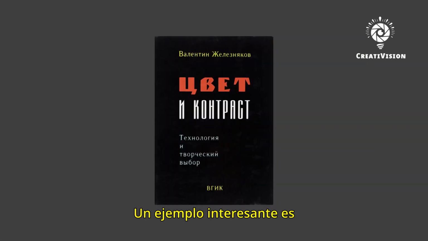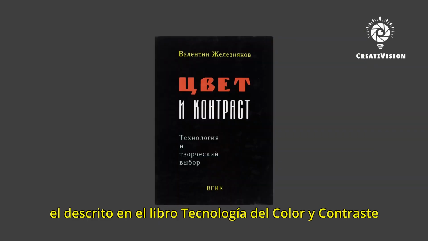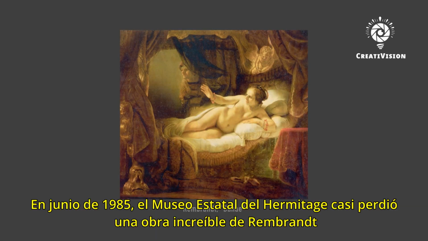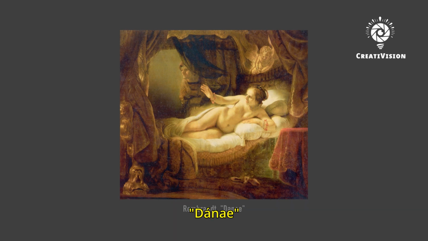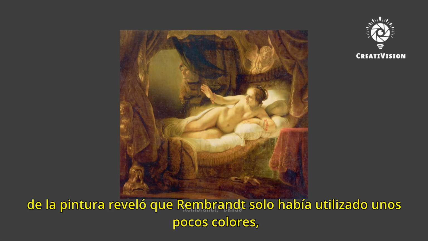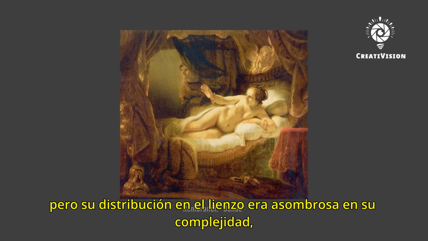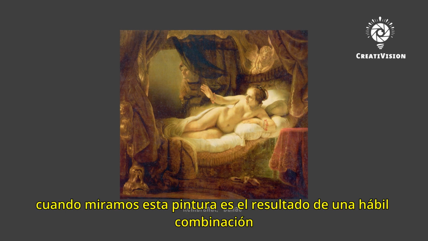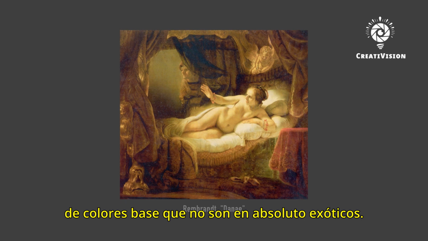An interesting example is described in the book Color and Contrast, Technology and Creative Choice, written by a cameraman, Valentin Zeleznyakov. In June 1985, the State Hermitage Museum almost lost an amazing artwork by Rembrandt, Danae. Colorimetric analysis that was performed during the restoration works on the painting revealed that Rembrandt had only used a few colors, but their distribution on the canvas was astonishing in its intricacy. That is, all that chromatic and tonal richness that we can perceive when we look at this painting is the result of skillful combination of base colours that are by no means exotic.